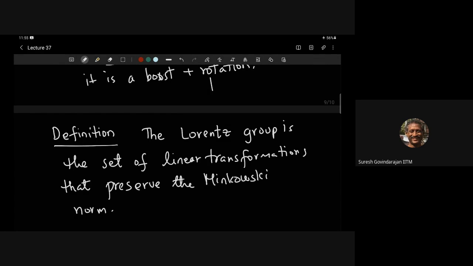I'm calling this a Lorentz group. Okay. Good. So I'll pause here for questions, comments, anything.